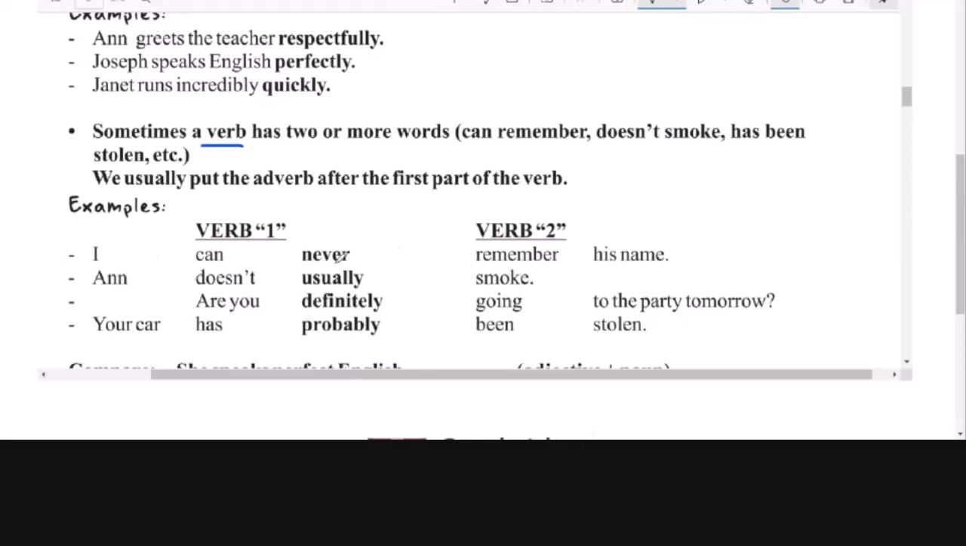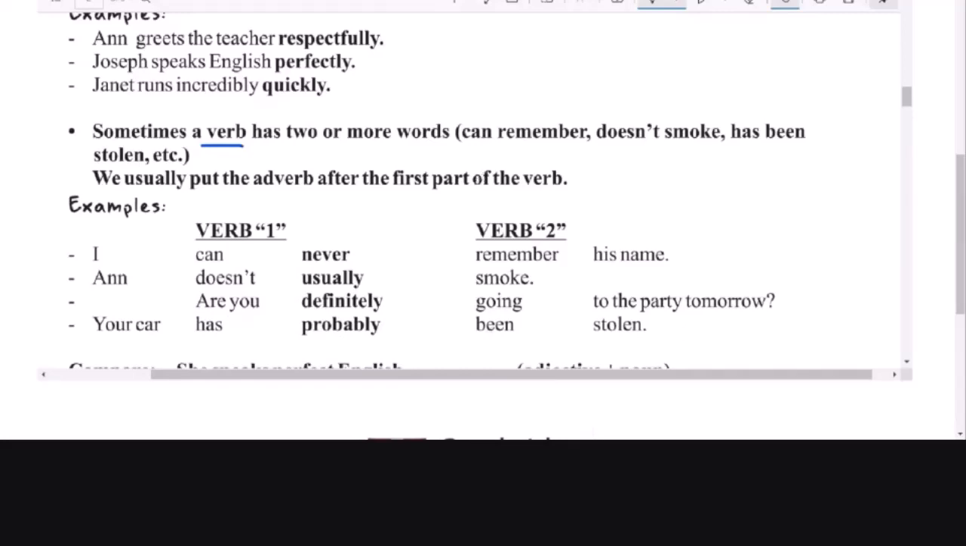Like the examples: I can never remember his name, and he doesn't usually smoke. Are you definitely going to the party tomorrow? Your car has probably been stolen. Has probably been stolen. Like that. That's the one.